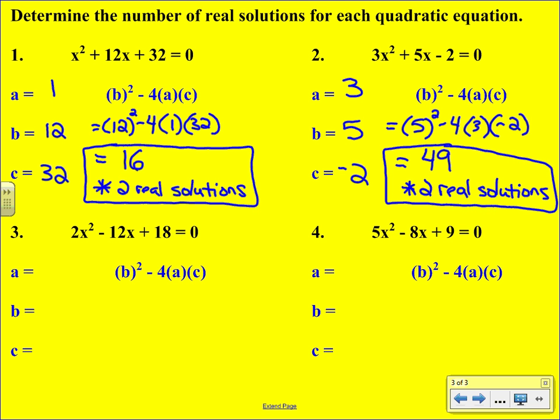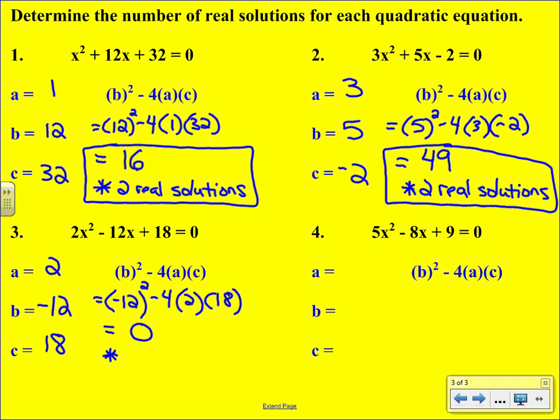Number 3, our A value is positive 2, the B value is negative 12, and the C value is 18. Once again, you're just going to take these numbers and plug them into the formula for the discriminant. Again, being careful with your parentheses and your negatives. And as you evaluate this expression, you will see that we get 0. So this is different. 0 is not positive or negative. Remember, 0 tells us that we only have one real solution. So if you look back at your table, that tells you that the graph is just going to touch the x-axis one time, and in fact, that point would be the vertex.